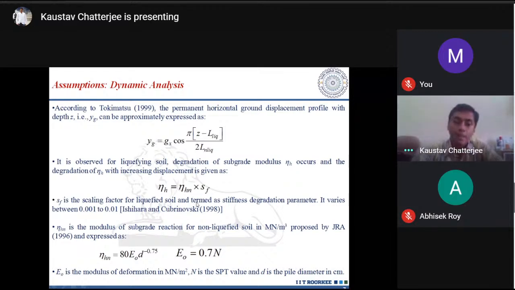Now, eta_hn is the modulus of subgrade reaction for a non-liquefiable soil as proposed by JRA, and it is given by this term, which is a function of the pile diameter, the SPT N value, and the modulus of deformation. Once I know eta_hn, if I multiply it by the stiffness degradation factor SF, we are left with eta_h, which is the subgrade modulus for the liquefiable soil. And this is how we have done it. These are the assumptions now.